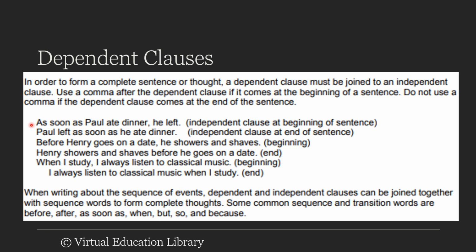It will be clear from these examples. As soon as Paul ate dinner, he left. So you see there is a comma after the dependent clause. Before Henry goes on a date, he showers and shaves. Henry showers and shaves before he goes on a date, and there is no comma because the sentence ends there. When I study, I always listen to classical music. I always listen to classical music when I study. So you see how punctuation is done.